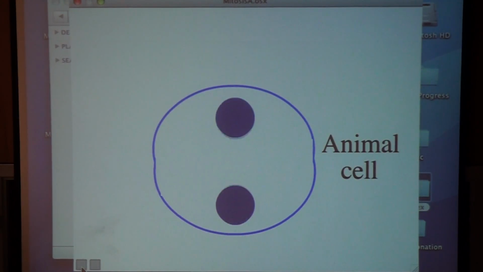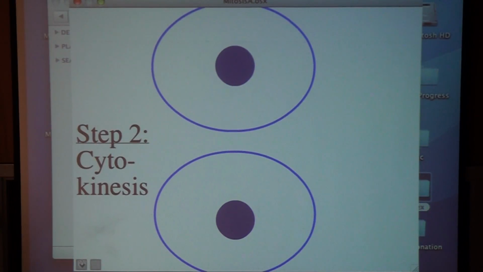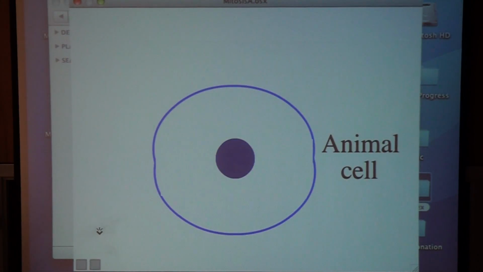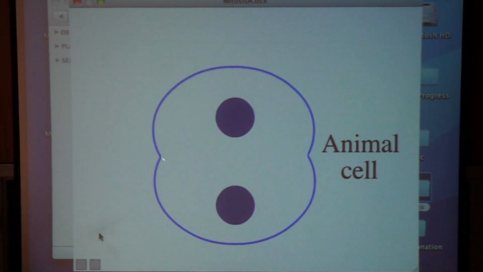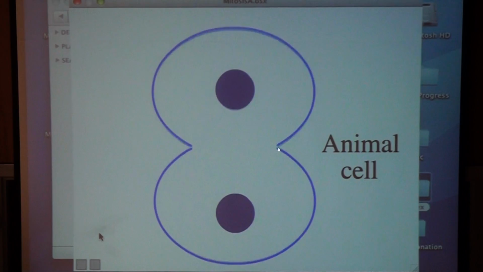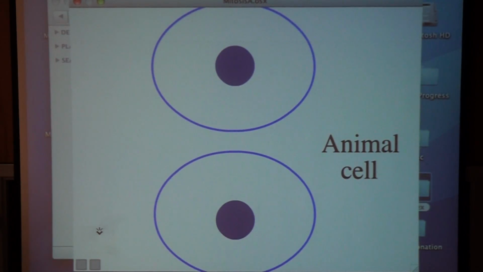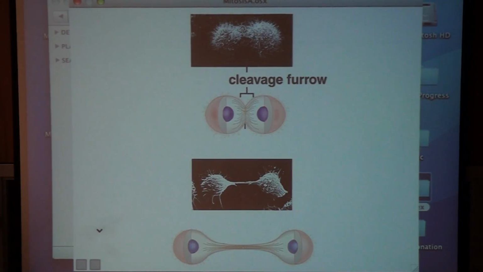Now, let me run something back there real quickly. When you get to the cytokinesis step, notice that the membrane is pinching in, like right here and right there. That pinching in part, as the cell is in the middle of cytokinesis, is called the cleavage furrow. And here are some photographs of some cells from an animal dividing. You can see the cleavage furrow starting right there. It almost looks like a piece of bubble gum that's getting stretched. The cleavage furrow gets deeper and deeper.